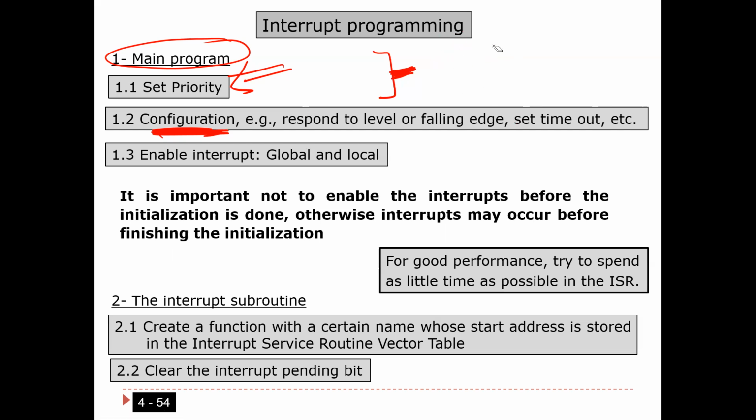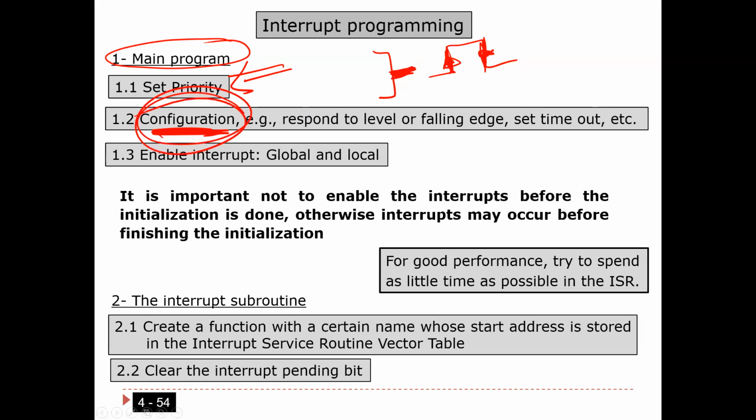Now you have the choice. Do you want to trigger the interrupt at the rising edge? Or at the falling edge? Or at both rising and falling? This is configuration. Okay, guys?